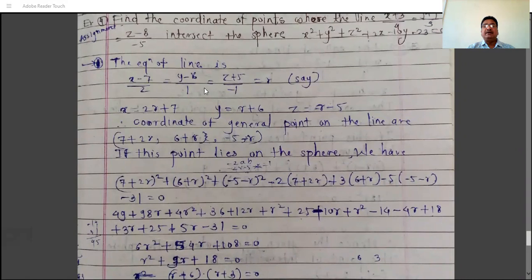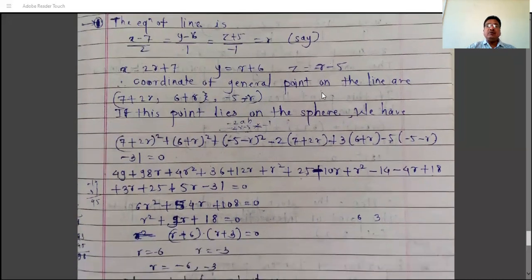So the equation of the line, suppose it is equal to r, say r or lambda. Then comparing this, x minus 7 by 2 is equal to r gives x is equal to 2r plus 7. Y minus 6 by 1 is equal to r gives y is equal to r plus 6, and z plus 5 by minus 1 is equal to r gives z is equal to minus 5 minus r. This minus 1 shifts to this side, then minus 1 into r is minus r, and this plus 5 becomes minus 5.